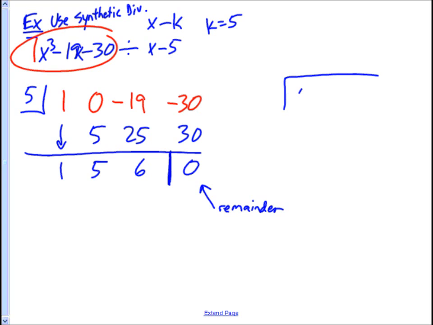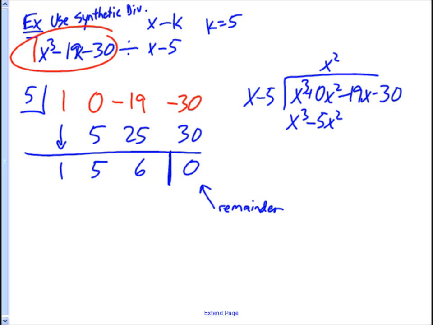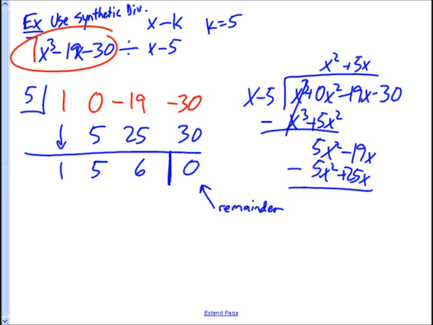Now look at it. If we'd done it this way, x cubed, 0x squared minus 19x minus 30, we divide by x minus 5. Well, that's got to be an x squared. x squared times negative 5, negative 5x squared. Change, 5x squared minus 19x plus 5x. Change, 6x minus 30 plus 6x minus 30, change, gone.